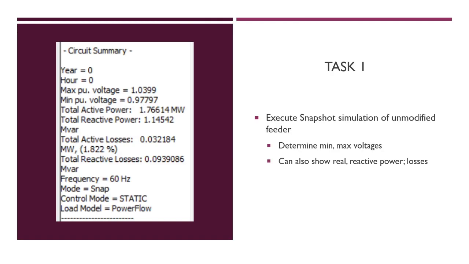So task 1 was very straightforward. It was simply executing the pre-provided 13-node feeder circuit in OpenDSS. And from there, you can determine the minimum and maximum voltages right away, as shown on the right near the top. And then you can also show the real and reactive power and the losses on the entire feeder.